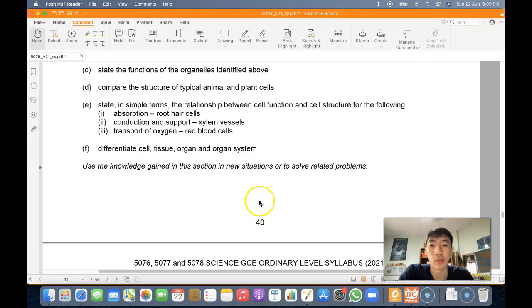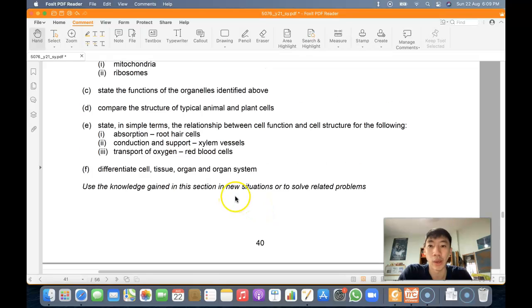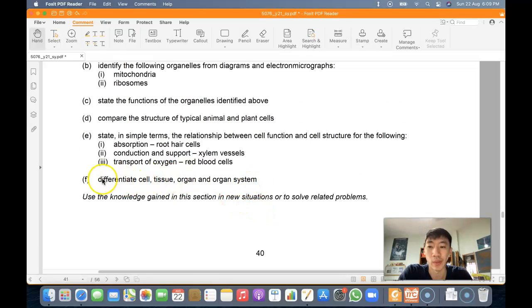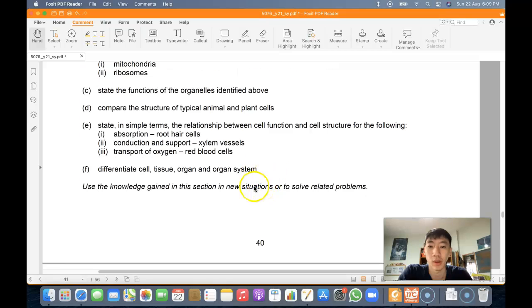So in those examples that I just gave to you, you saw how I went to a textbook to find information to answer this question. Now that doesn't mean that just by reading a textbook alone, I can be sufficiently prepared for all the questions, right? I need to use the knowledge gained in this section in new situations or to solve related problems.